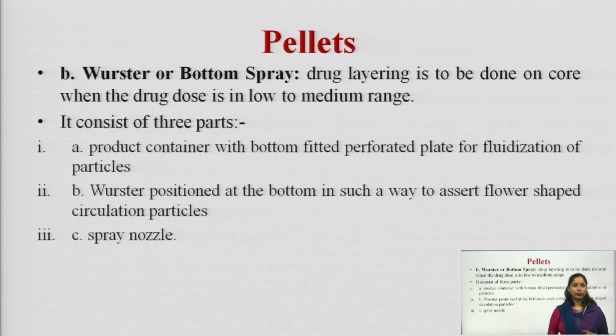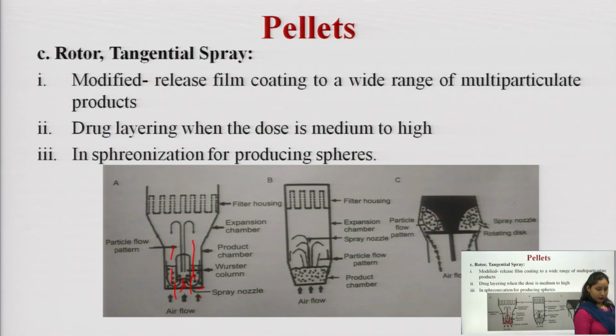Then Wurster or bottom spray. In this method, the spray nozzle is kept at the bottom. Drug layering is to be done on core when the dose is in the low to medium range. It consists of 3 parts: a product container with a bottom fitted perforated plate for fluidization of particles, a Wurster column positioned at the bottom in such a way as to assert flow of flower shaped circulating particles, and a spray nozzle.